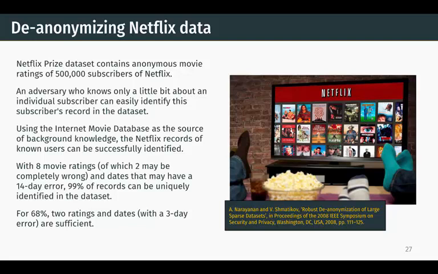So for instance, if you had 8 movie ratings from IMDb, the Internet Movie Database, 2 of which might be completely wrong, and you knew when the person had made those ratings, then you could uniquely identify 99% of records. And even if you only had 2 publicly available ratings, but with smaller time windows for when they were rated, you could still identify 68% of the records.